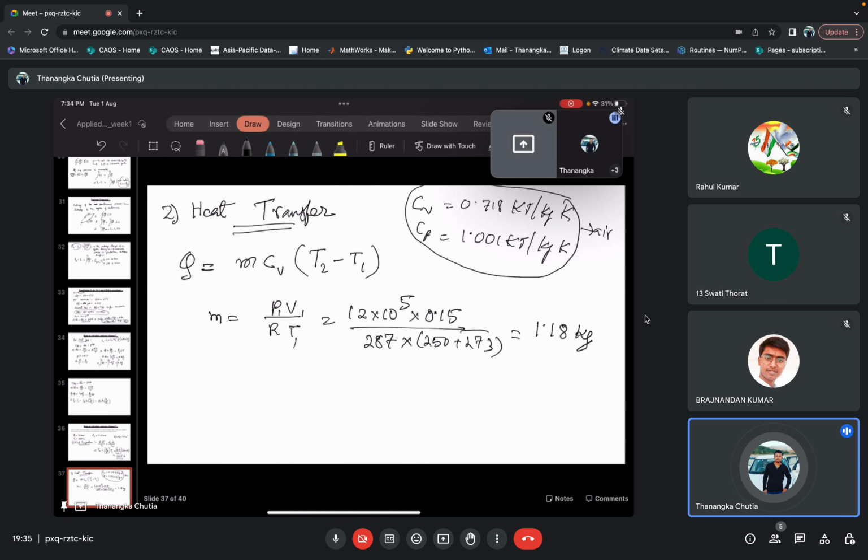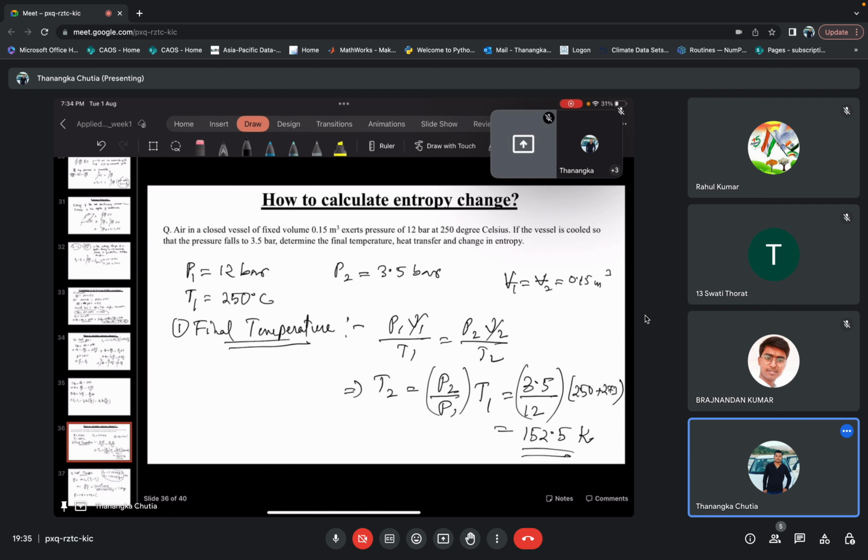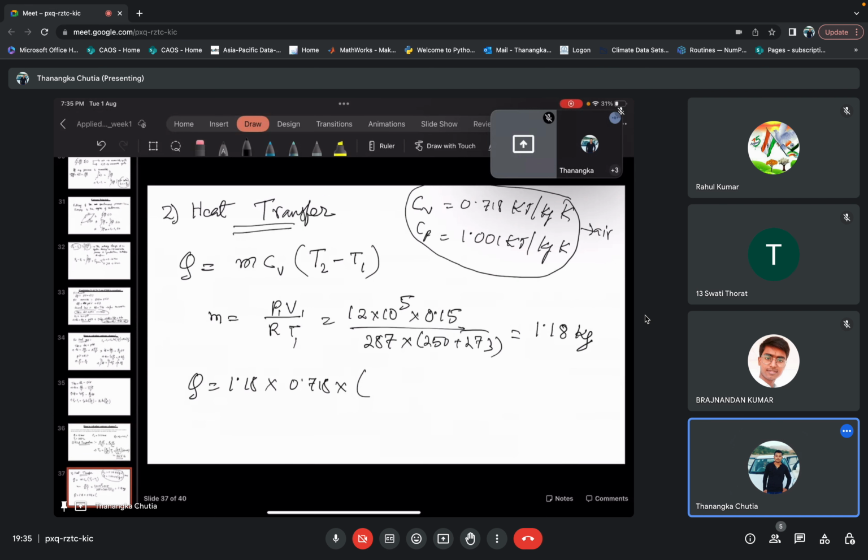Okay, so now Q will be equal to 1.18 into 0.718 into (T2 minus T1). T2 is 152.5, and T1 is 250 plus 273, which is basically 523. Okay, so it will be in kilojoule.